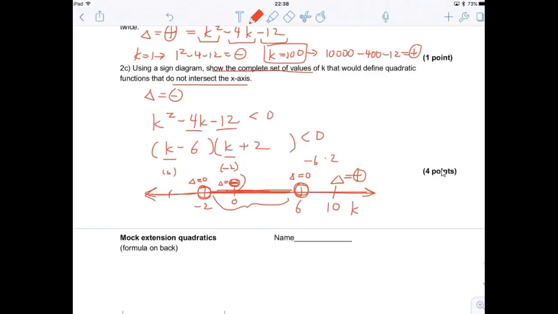So our answer is this. If we wanted to write it as an inequality, we would say k is greater than negative 2 and k is less than 6. But if we wanted to write it on a number line, which is a sign diagram, we would do it like this, and we could even say it's negative here. That's it.